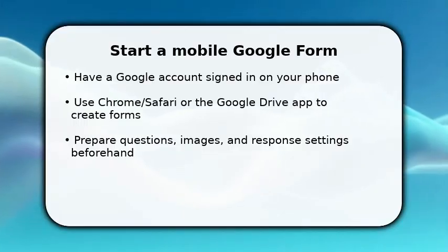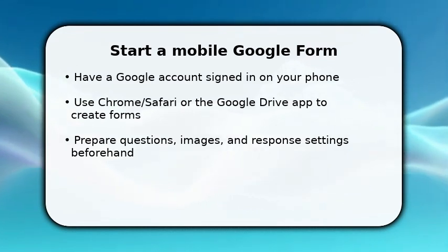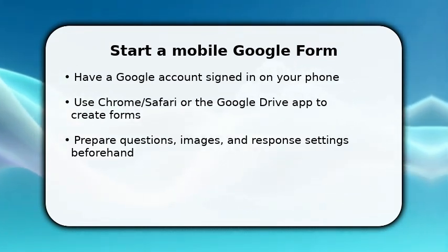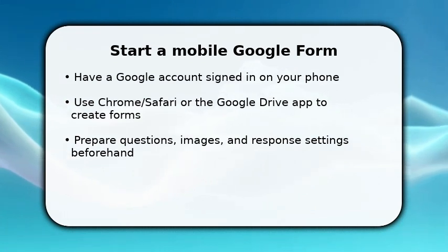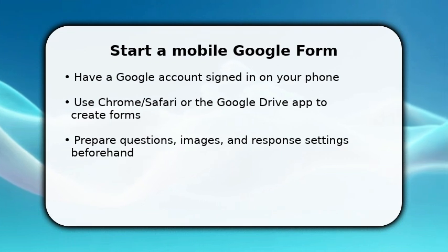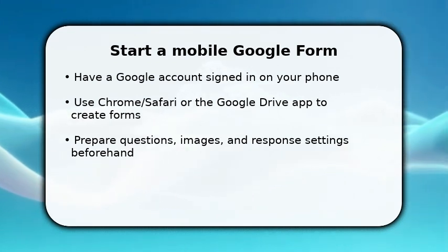You're ready to build a form on your phone. First, sign into the Google account you'll use and open Google Drive or your mobile browser. Once done, tap New and choose Google Forms or open the Forms option in the Drive menu. This creates a blank form you can edit.